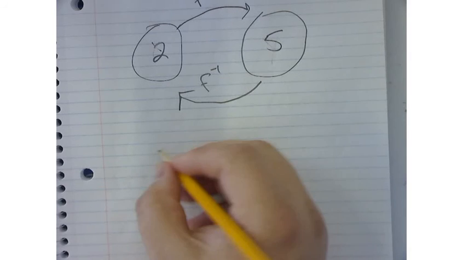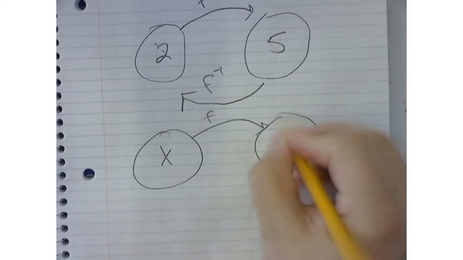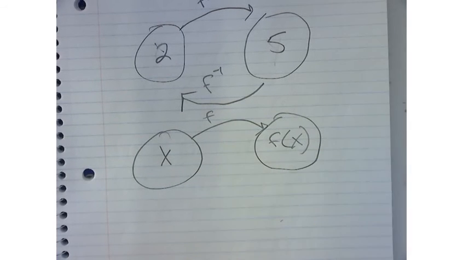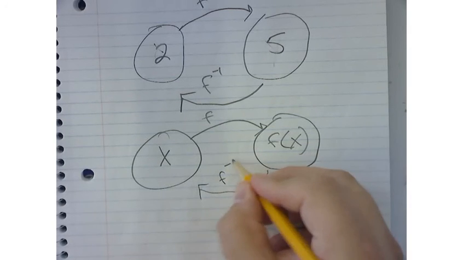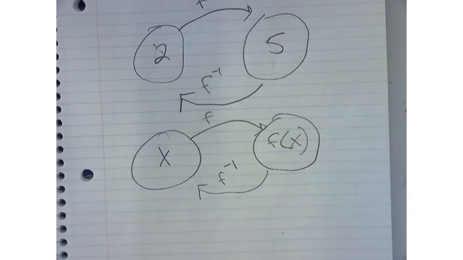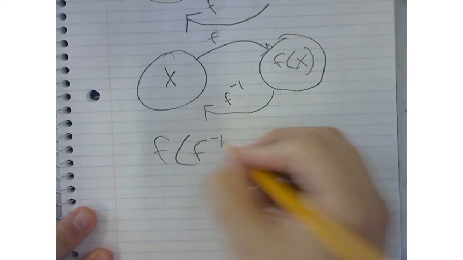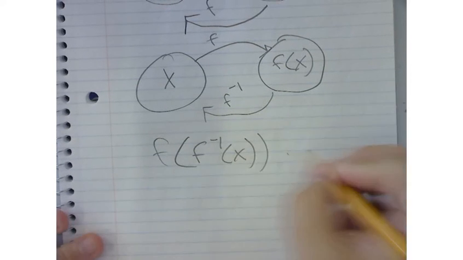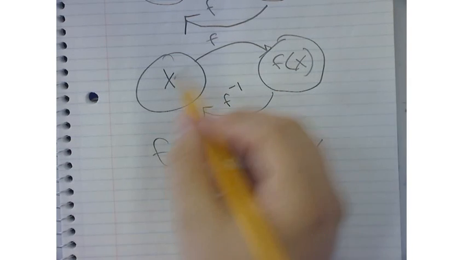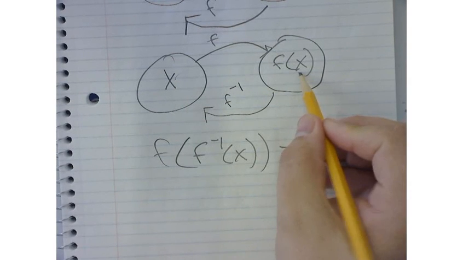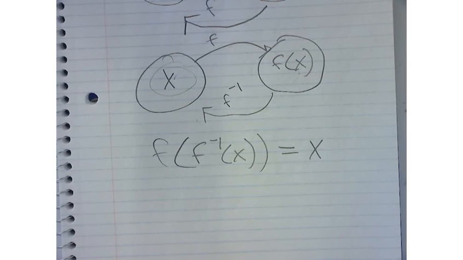So now if I take x, which is in the domain, and I push it through the function f, that will give me f of x. But now if I push that through the inverse, what will I end up with? X. And that's why we would say that f inverse of f of x should always equal x. Because we start here, we do something to it, that gives us the f of x value, then we plug it back into the inverse and we end up right back here at x. Does that make sense?